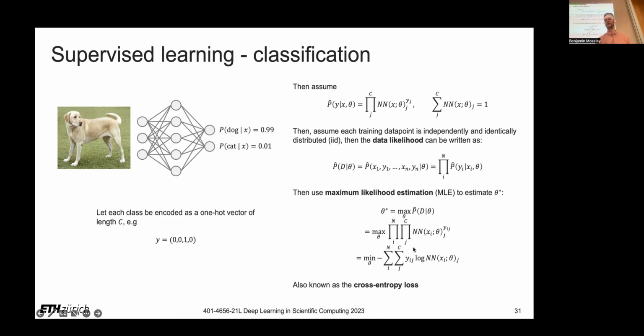And again, you can take logarithms of this, and you end up with this expression of our loss function. And if you look at it in PyTorch or TensorFlow, this is known as the cross entropy loss. And it measures the difference in entropy between the neural network's probability distribution and the true distribution of training points.